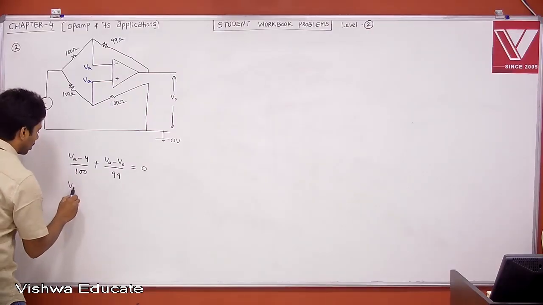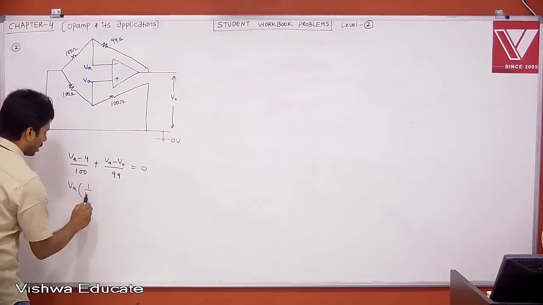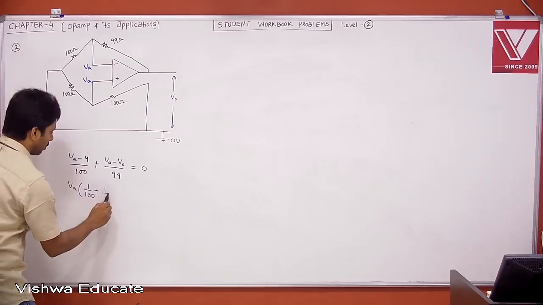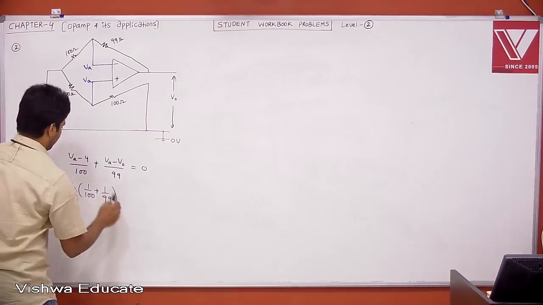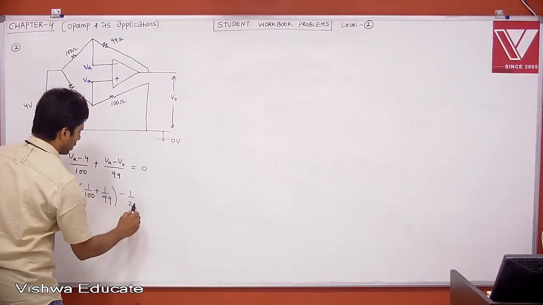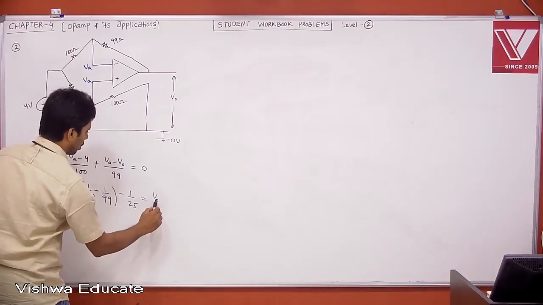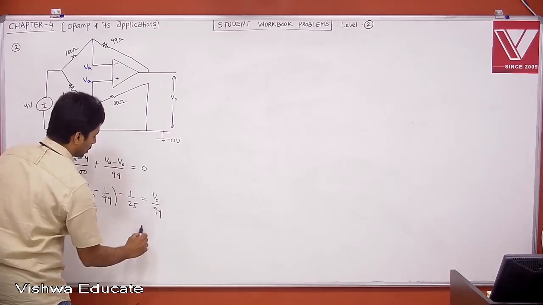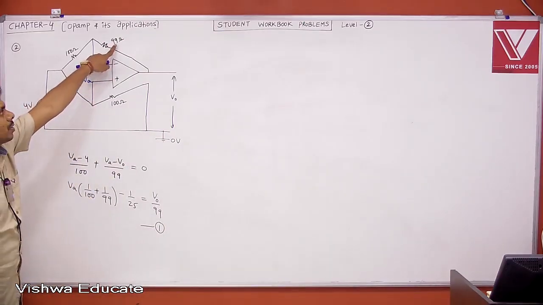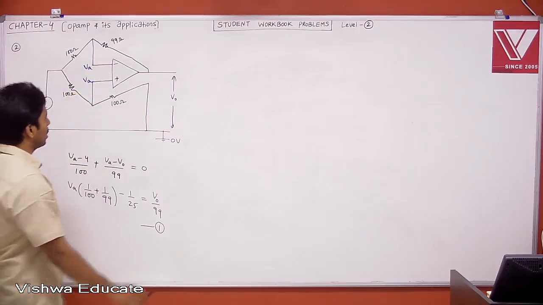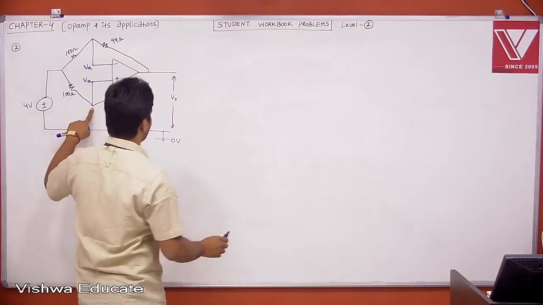If you take VA common, you will get 1 by 100 plus 1 by 99, minus 4 by 100, which is 1 by 25, is equal to V0 by 99. Take this as equation 1. Even if you take this as approximately 100, doesn't matter. Now apply nodal analysis at the other node.